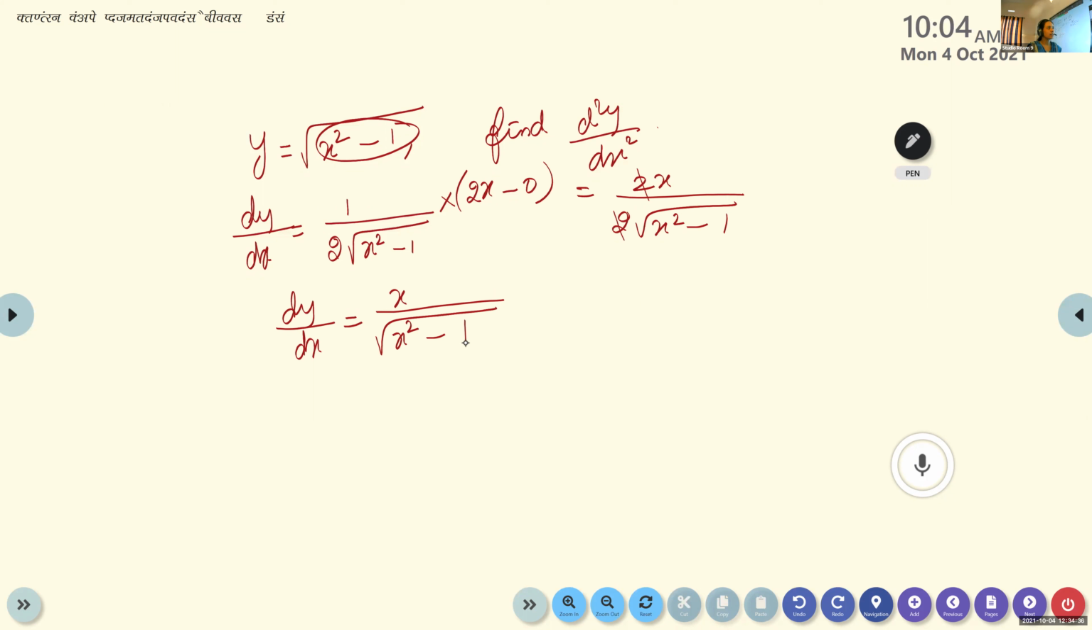Now we have to find the second order derivative, d square y by dx square. When you find the second order derivative, here we have to use the quotient rule, u by v rule. So use the quotient rule and try this. First numerator as u, denominator as v. Use the quotient rule.